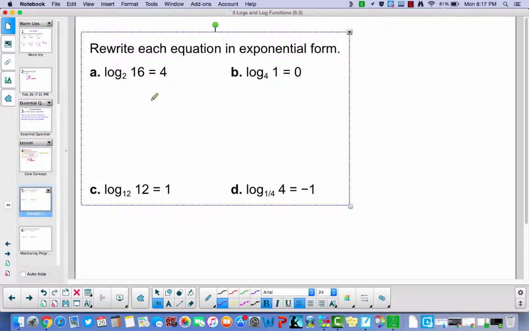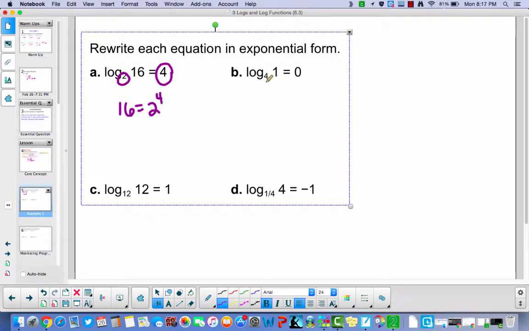All right, so first thing we're going to do is we're going to rewrite things from logarithmic form to exponential form. So this first one here, what's the base? Right, the 2 is the base. What's the exponent? Right, the 4 is the exponent. And so this becomes 16 equals 2 to the 4th power. I often think of dropping this log, taking the base over, and kicking that exponent up.